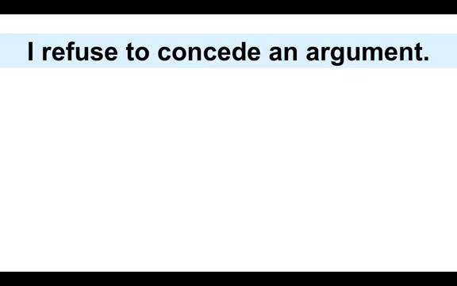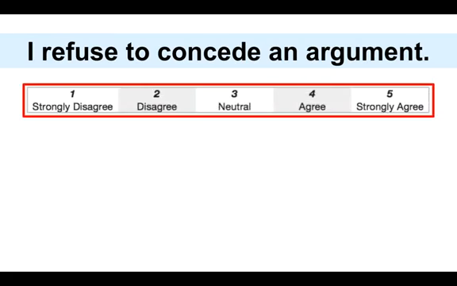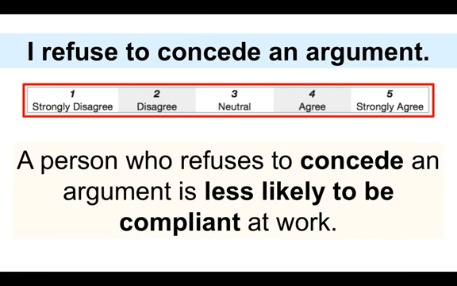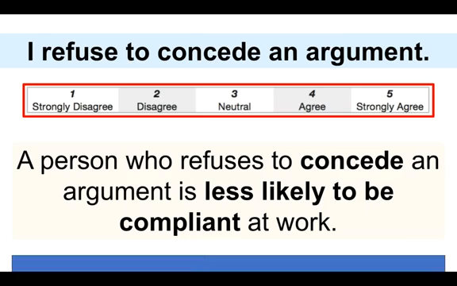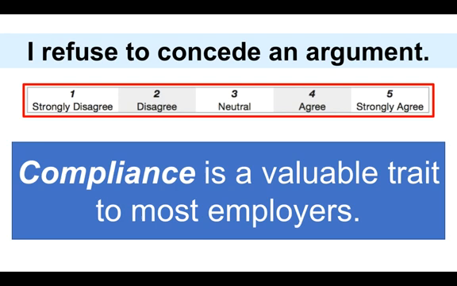I refuse to concede an argument. This is a difficult one. 1, strongly disagree, 2, disagree, 3, neutral, 4, agree, 5, strongly agree. Now, a person who refuses to concede an argument is less likely to be compliant at work. Put yourself in the shoes of the hiring manager or the recruiter. Compliance is a valuable trait to most employers: people who will do what they are told to do.